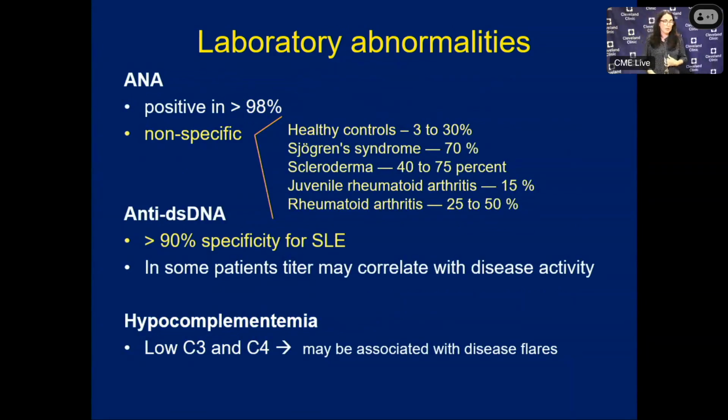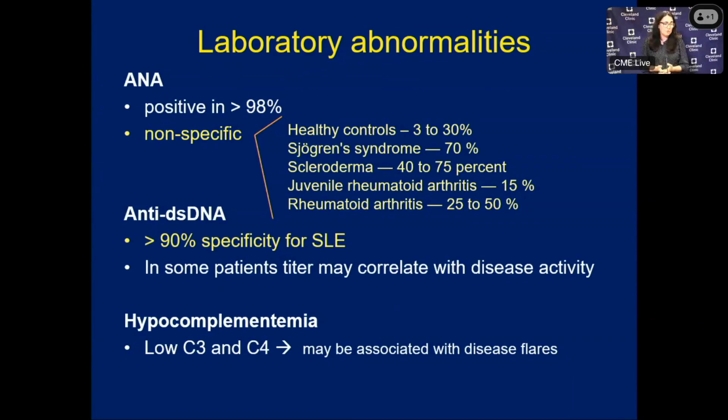Other laboratory abnormalities that may help us to make this diagnosis or confirm a clinically suspected diagnosis is the anti-nuclear antibody. It's positive in over 98% of the patients, but very non-specific as it can be seen in healthy controls and other connective tissue diseases. And the percentage is shown there.